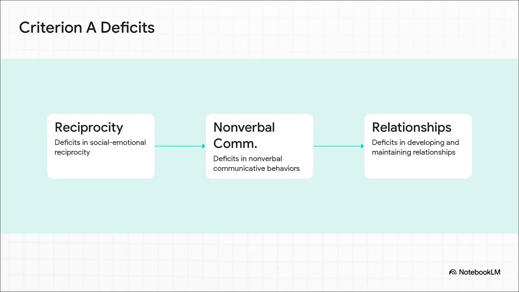So what are these three required areas? Well, they cover the whole spectrum of social life. First, there's what they call social-emotional reciprocity. That's basically the natural give and take of a conversation. Second, it's about the unspoken stuff, nonverbal communication, eye contact, body language. And third, it's about the challenges in actually developing and keeping relationships. Let's see what that looks like in the real world.